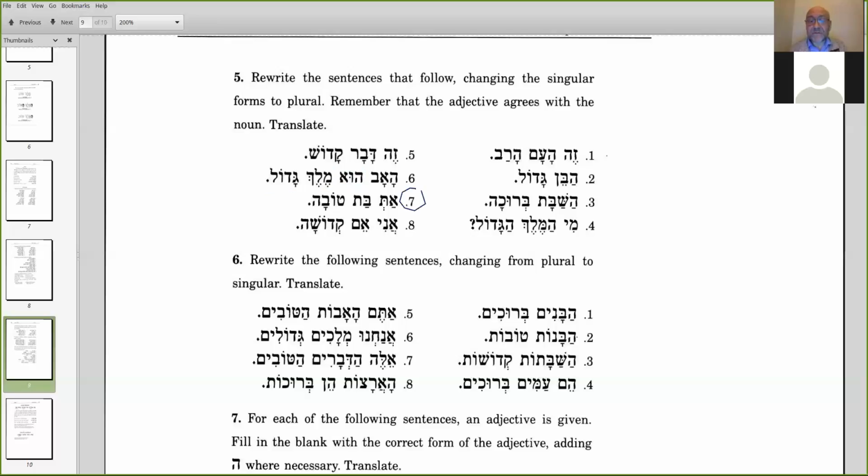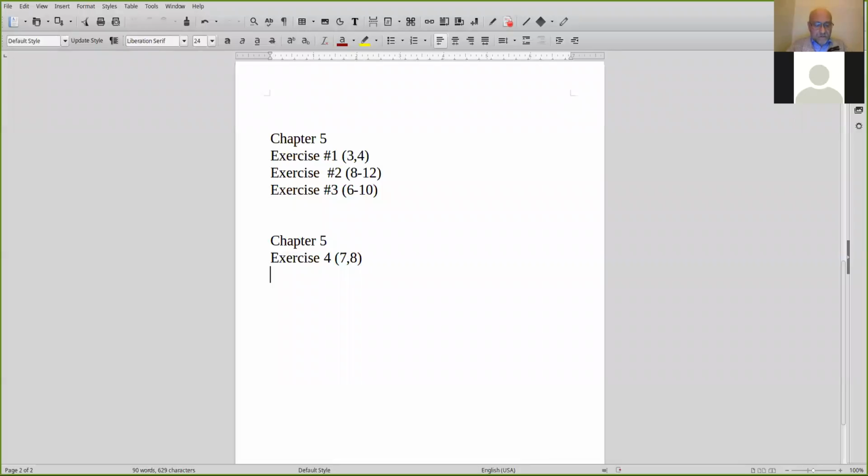So I'm going to have you guys do number 7 and number 8 on exercise 5. Okay. Exercise 5, 7, and 8. I'm just giving you a few here to do because these are not easy. That's why I'm spending most of the time explaining these to you. Okay? Let's see what we got here.